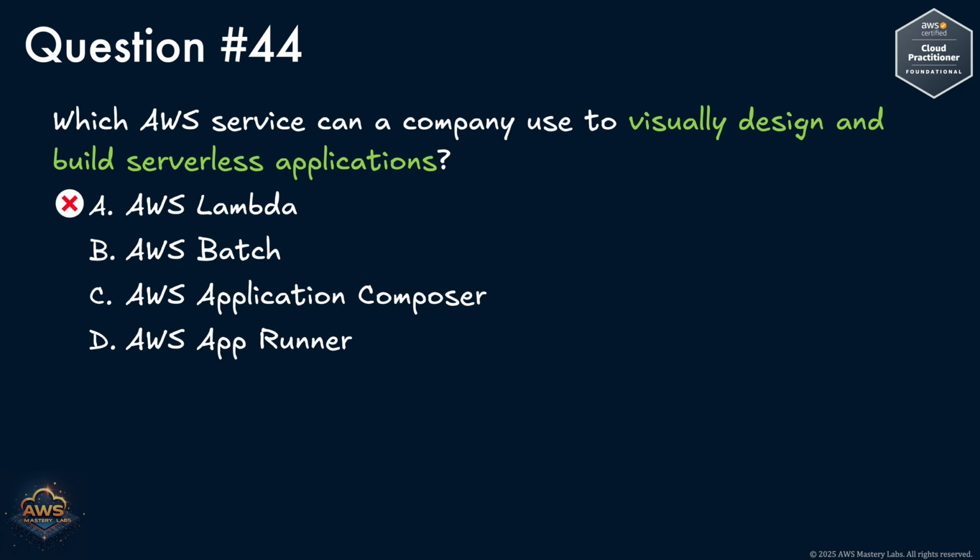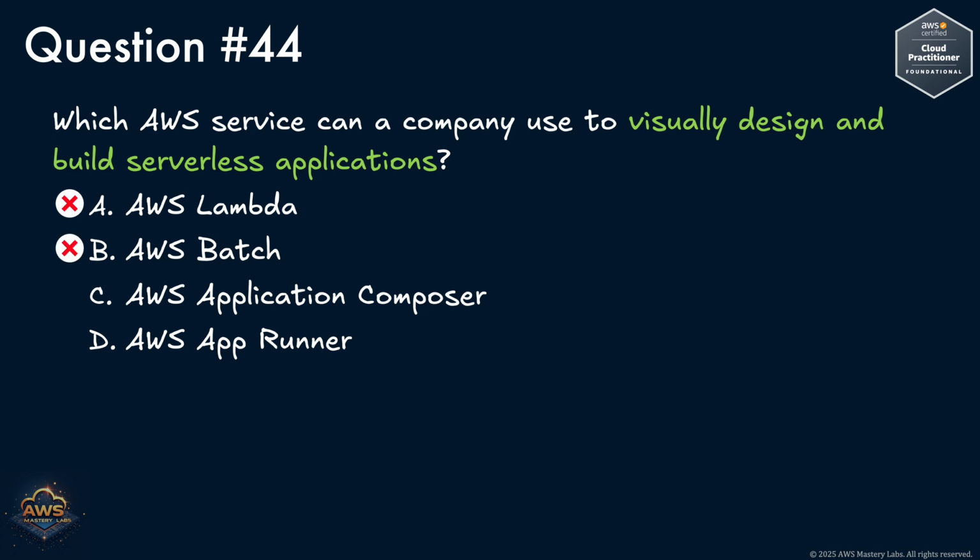Option A, AWS Lambda. AWS Lambda is a compute service that runs code in response to events and automatically manages the underlying infrastructure. While it is a key component of serverless architectures, it does not provide a visual design interface. Developers must write and deploy code using the CLI, SDKs, or IaC tools such as AWS SAM or CDK. Incorrect, because Lambda runs serverless code but doesn't offer a visual application design experience.